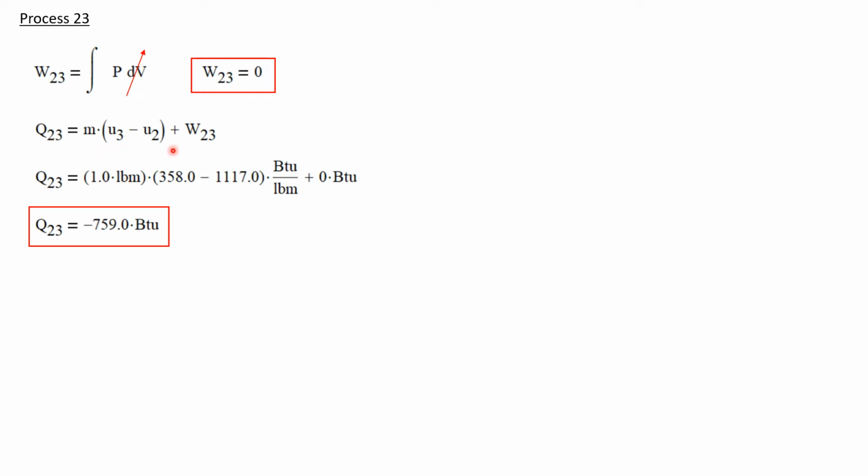Q is equal to delta U plus W. Well, we know W is 0. And delta U is just the mass, 1 pound mass, times U sub 3 minus U sub 2. We have values for that, and we calculate that the heat transfer during process 2-3 is minus 759 BTUs.